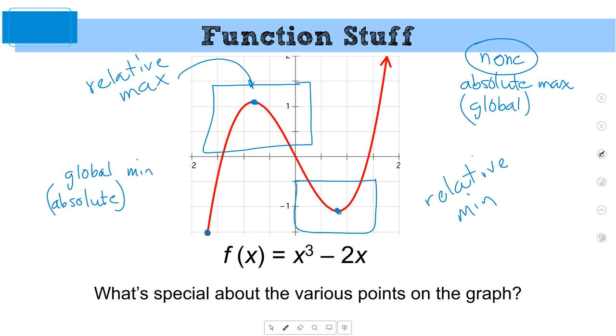So any graph, any function can have only one absolute max. One absolute min.